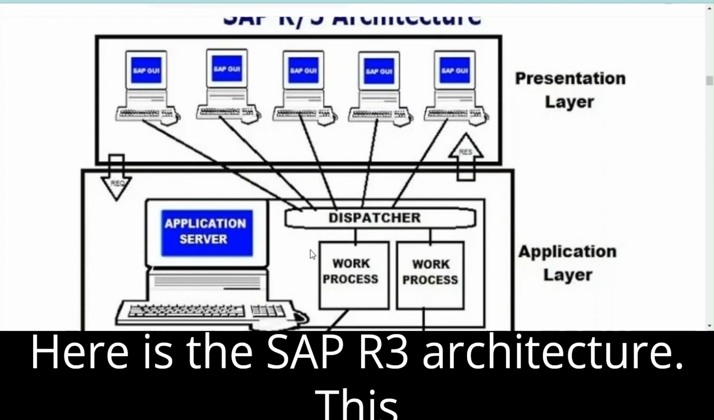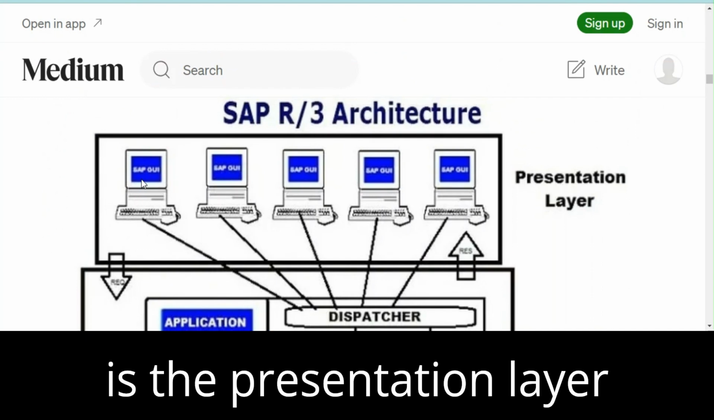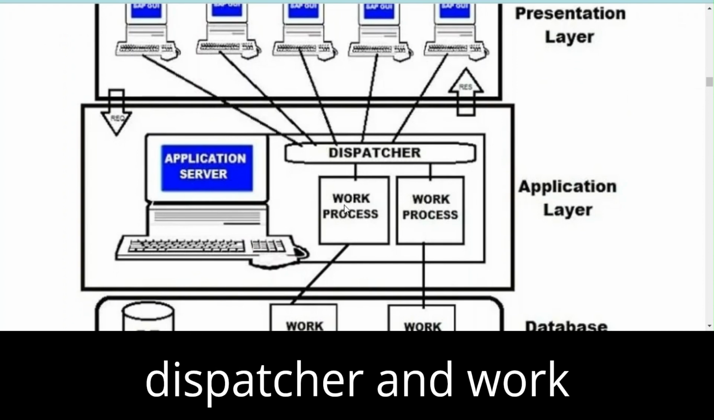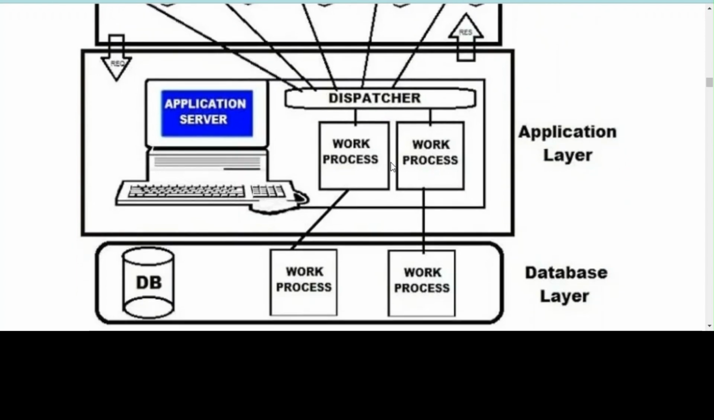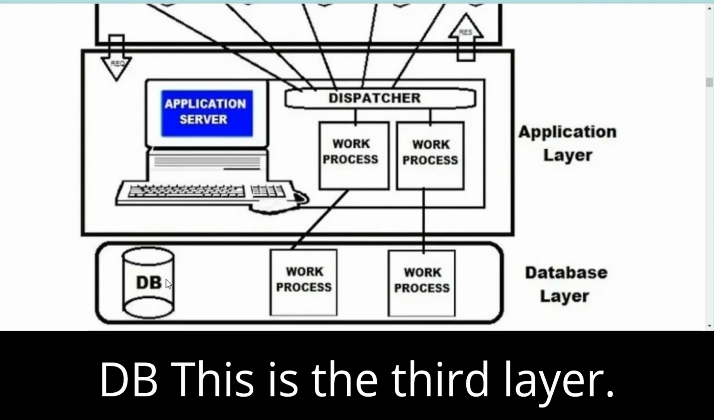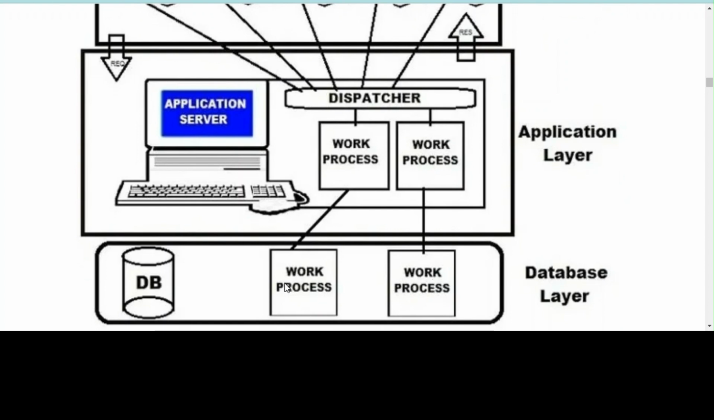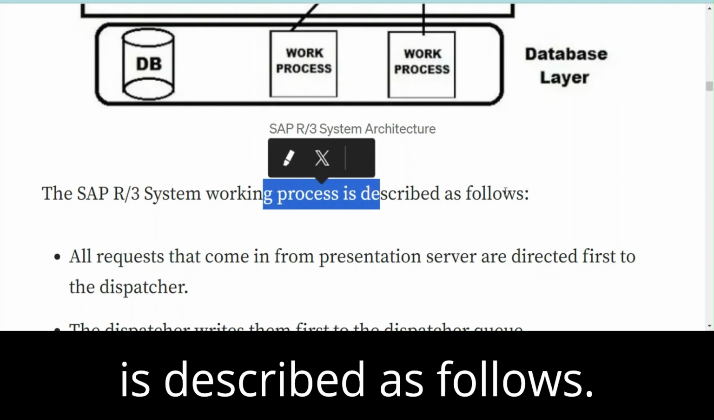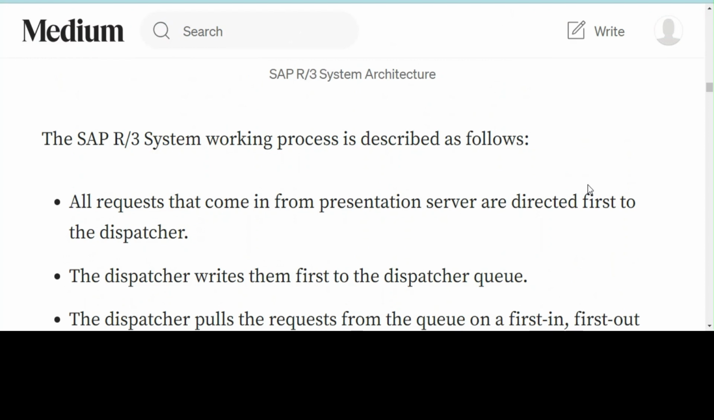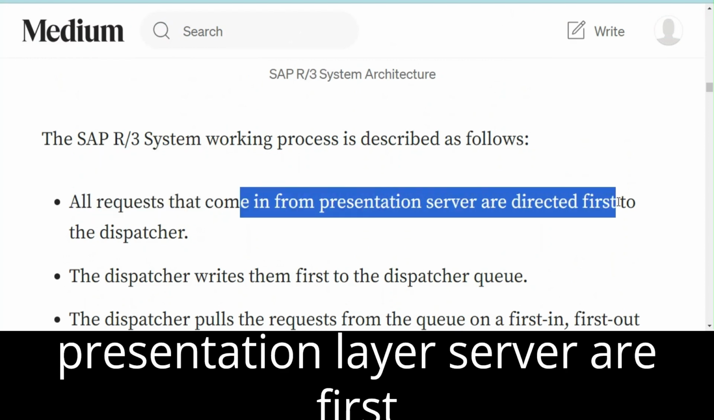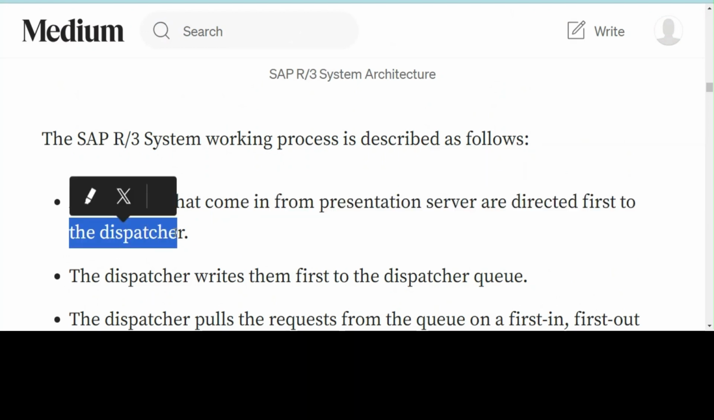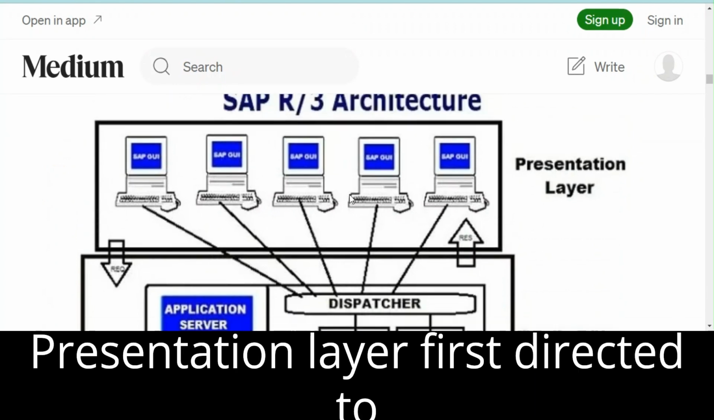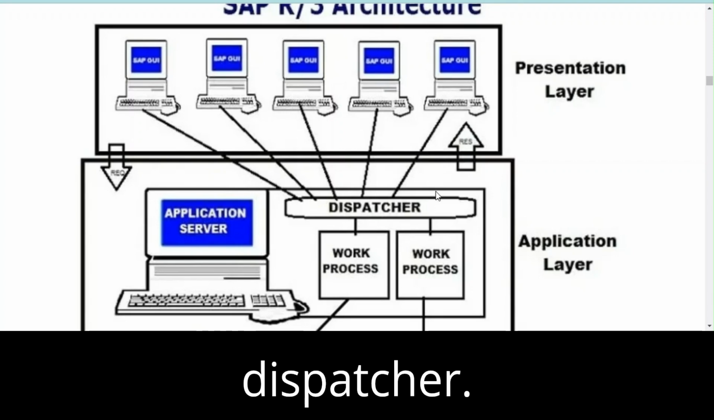Here is the SAP R3 architecture. This is the presentation layer, the application server, which contains the dispatcher and work processes, and DB, the third layer, the database layer. SAP R3 system working process is described as follows. All requests that come in from the presentation layer server are first directed to the dispatcher.